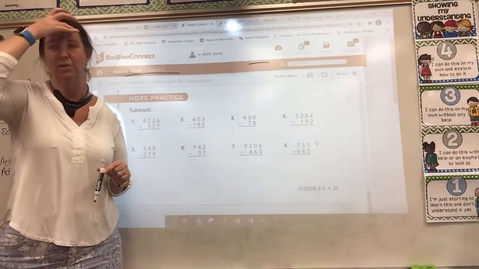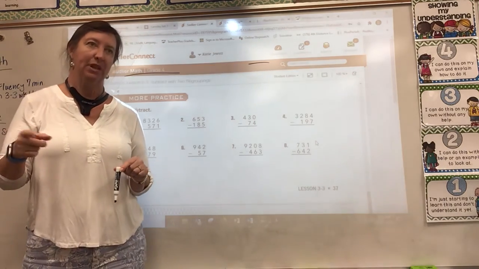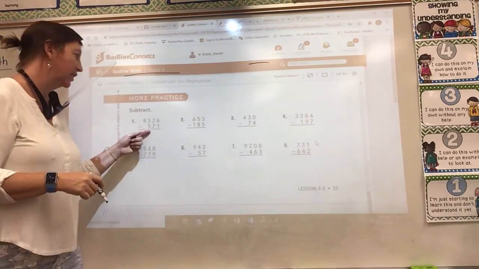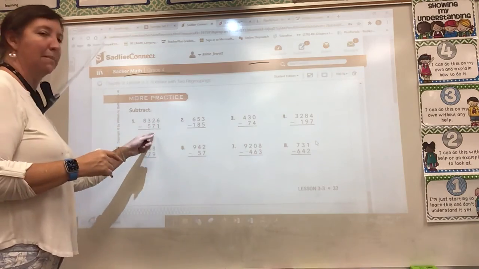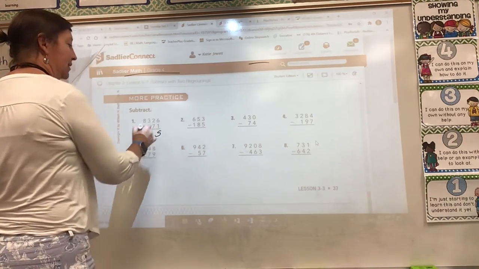Yesterday we were subtracting with one regrouping. Today we're subtracting with multiple regroupings, at more than two. So let's take a look at the first one. What's 6 minus 1? Tatum? 5. And the first one is 2 minus 7.